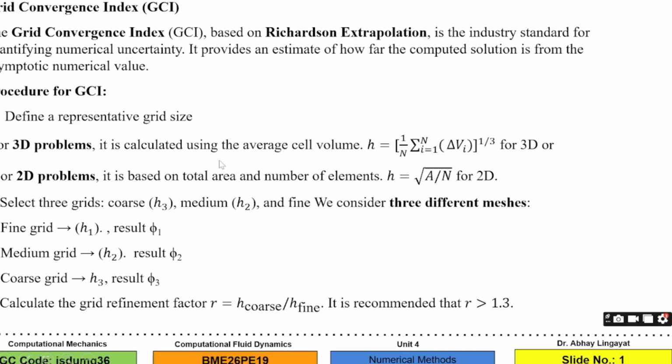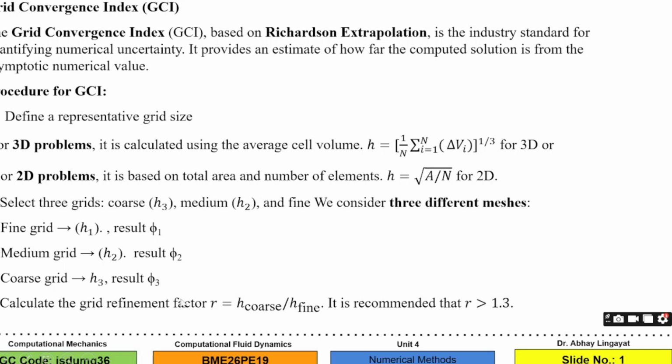So what is the purpose? The purpose is to convert the complex mesh into a simple comparable parameter. We can consider three grid sizes for different meshes. The fine grid we consider H1, which gives the result phi 1. The medium grid H2 gives the result phi 2, and the coarse grid H3 gives the result phi 3. Phi 1, phi 2, phi 3 may be any parameter: velocity, temperature, whatever it is. The purpose is to observe how the solution changes with mesh refinement.